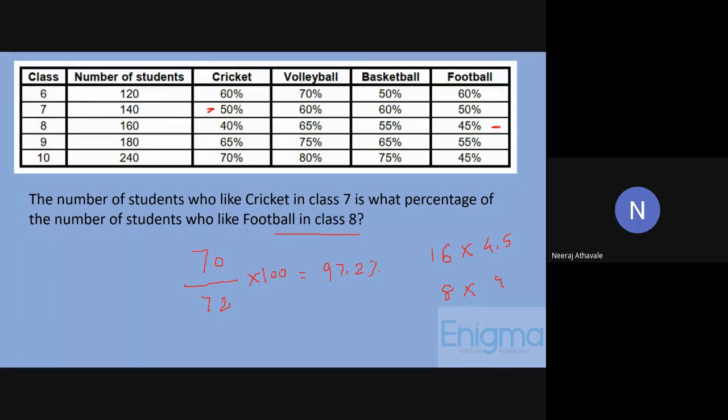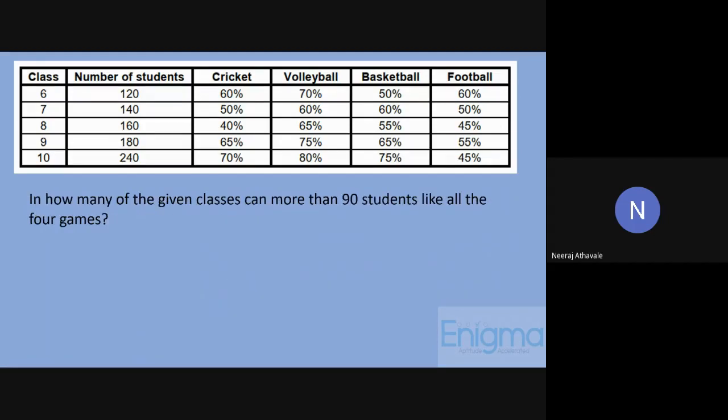Okay, I guess everyone has understood. Okay, यहाँ पे डिनोमिनेटर 72 क्यों आया, समझ में आया? ओके, ठीक है. So numerator is 70 and denominator is 72 and just percentage निकालना है, so we get it as 97.2%. Okay, now try this one.